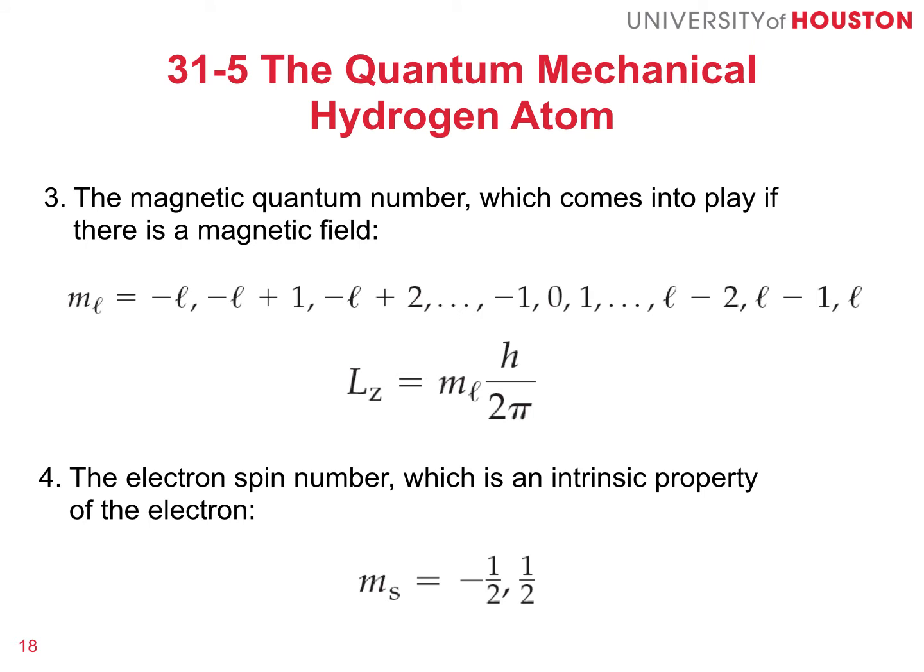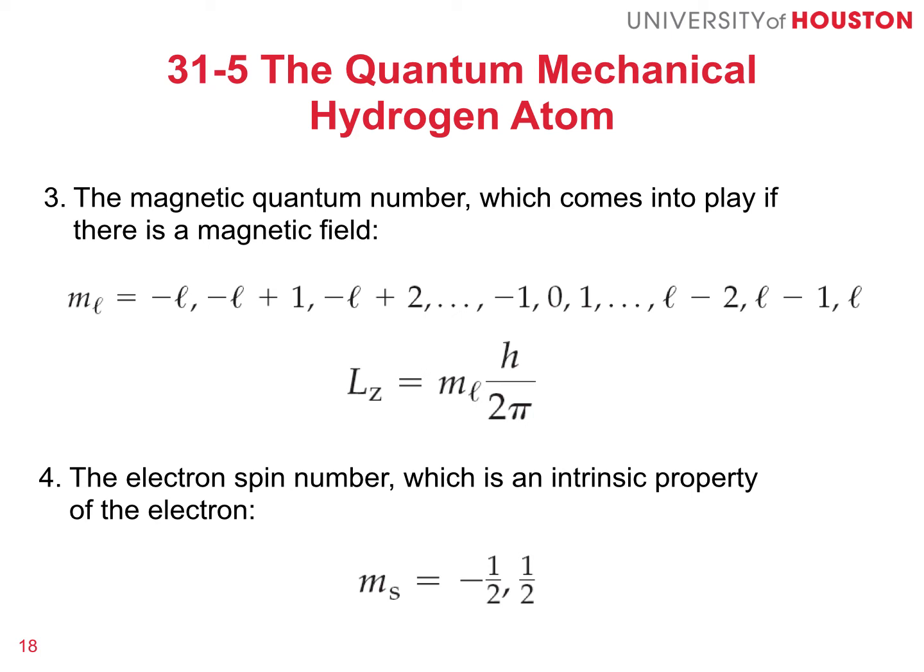The third quantum number is the magnetic quantum number, and this is relevant when a magnetic field surrounds an atom. This number, ml, can take any value from minus L up until L, but that value has to be an integer. There is a z component of the angular orbital momentum, which is associated with this number, and that is equal to ml times h divided by 2 pi.